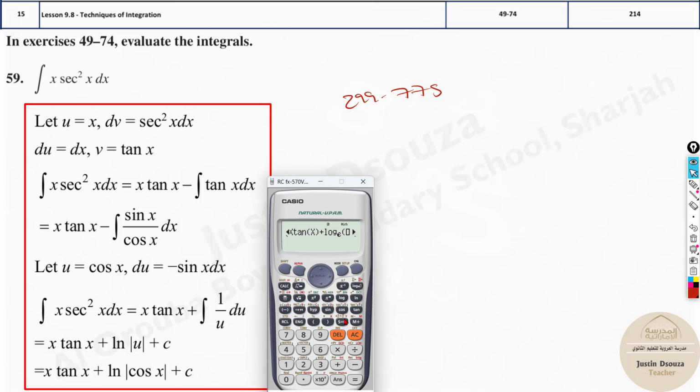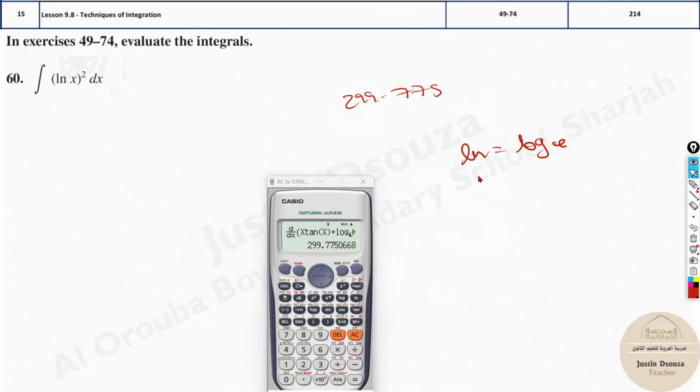Now let's try cosine x and close the bracket. It was already closed, I guess. No, there are two brackets. Okay, now it's proper. At 1.5, now this is matching. So whenever you have natural logarithm, ln is equal to log base e. Just that when you're computing in this calculator, use log base e, you will get the answer.